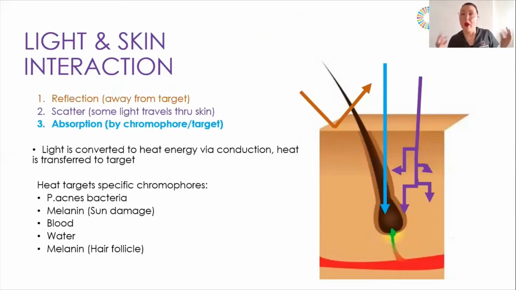So light, when it interacts with the skin, does a few different things. First of all, when we introduce light to the skin, there will always be some reflection, regardless of what machine we use. Light will always reflect somewhat off our skin. Now, the more dry skin a person has, the more white keratinized cells they have on the surface of their skin, the more reflection we will have, because white refracts light.